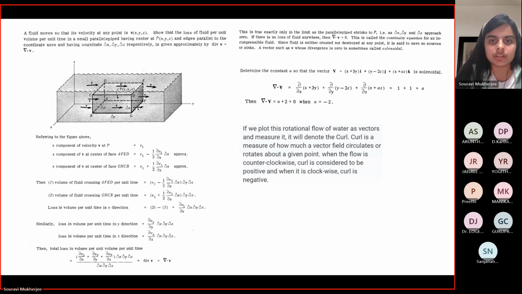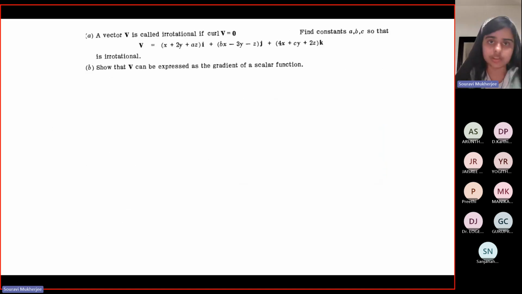Okay. Now, what do you mean by curl? Curl, as the name suggests, talks about how the vector field circulates or rotates about a given point, right? Just a convention: if the flow is counterclockwise, it's taken as positive. If clockwise, it's taken as negative. Now, how this concept of curl becomes important will be more clearer if we try to solve this first.